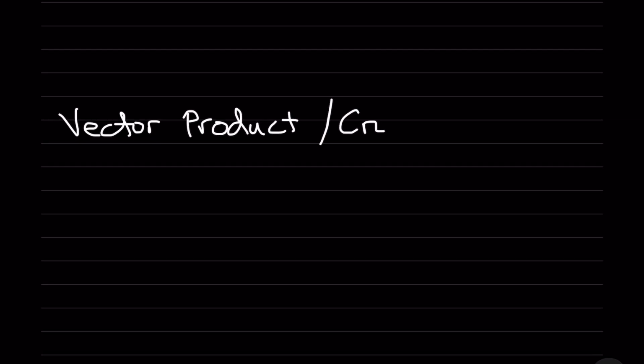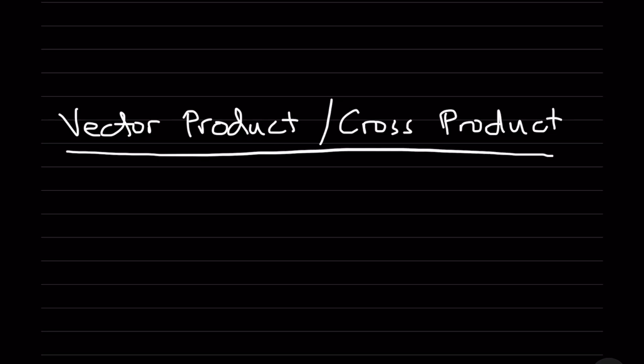The second part of this video tutorial is how to get the vector product, or the cross product, of two vectors A and B.